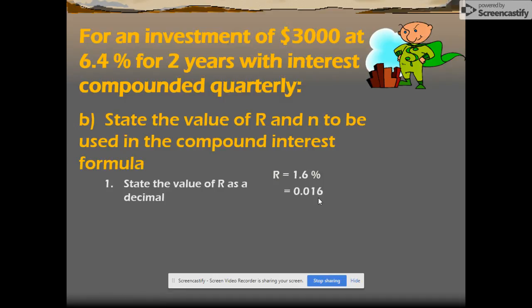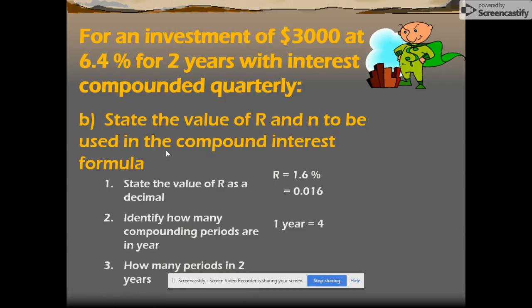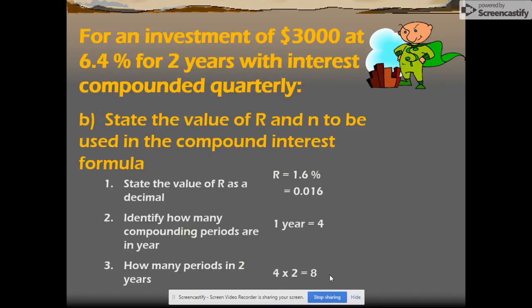Okay, so now identify how many compounding periods are in a year. We know it's 2 years, but we just want to know in 1 year. We know it's quarterly, so there's actually 4 in 1 year. And how many periods in 2 years? Well, if there's 4 in 1 year, it'll be 4 times 2, which is equal to 8. So our little t, our power, is going to be 8.